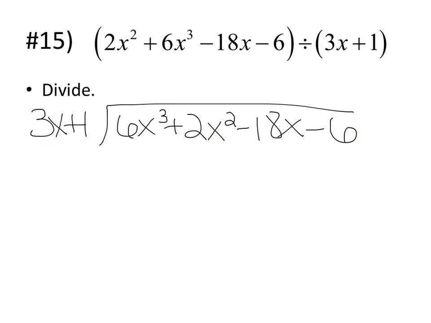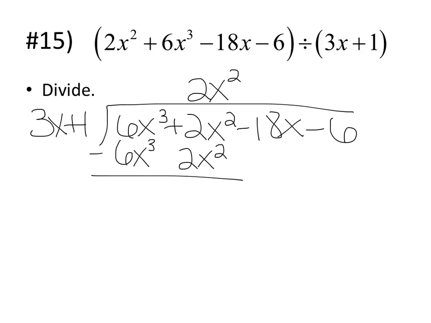So first off, 3x times what gives me 6x cubed? 2x squared, right? Yep. So I'm going to put that right here, 2x squared. So 2x squared times 3x is 6x cubed. 2x squared times 1 is 2x squared. Change your signs, like always. 6x cubed minus 6x cubed is 0. 2x squared minus 2x squared is 0. Bring down your negative 18x.